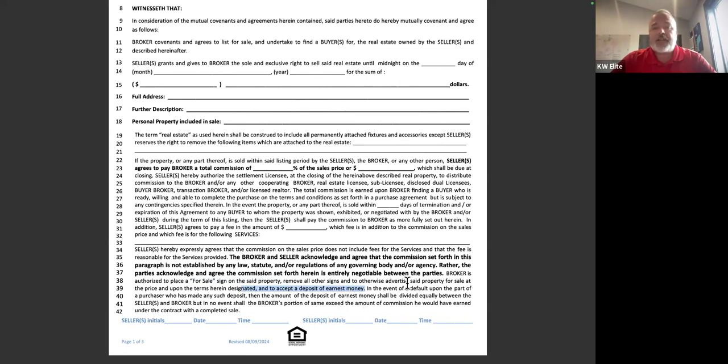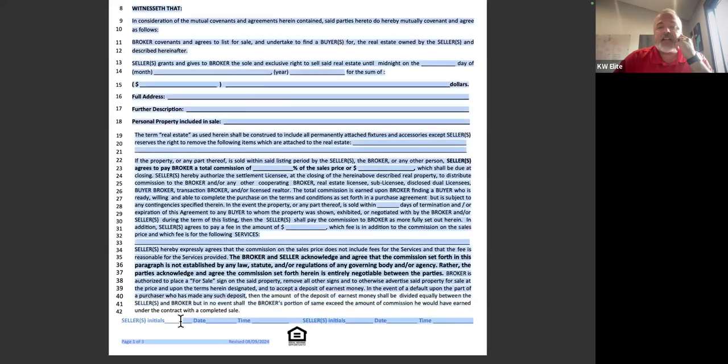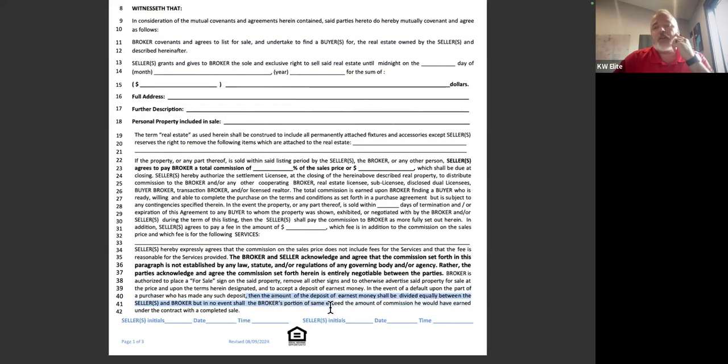It also talks about that if the buyer were to default, this is key because a lot of people don't know this, the amount of the earnest money shall be divided equally between the sellers and the broker, but in no event should the broker's portion exceed the commission they would have received. So for example, if you take a $10,000 earnest money and it works out for whatever reason that the seller and all parties agree the seller keeps the earnest money, well, you get to keep $5,000 of that should you choose to do that.